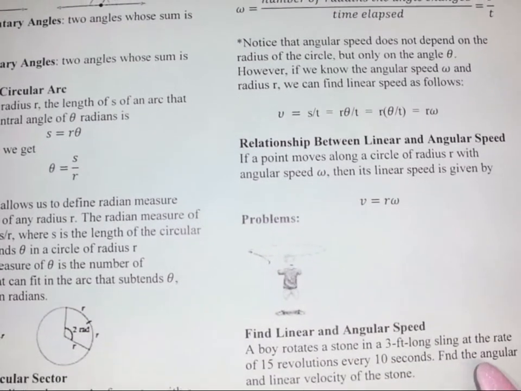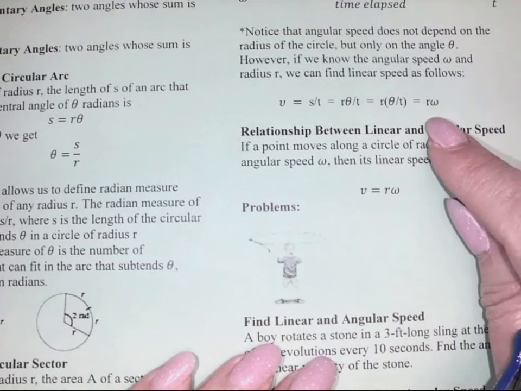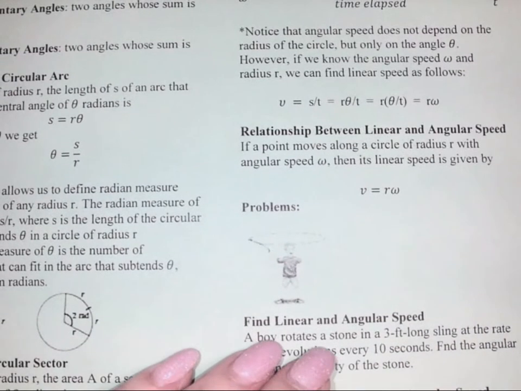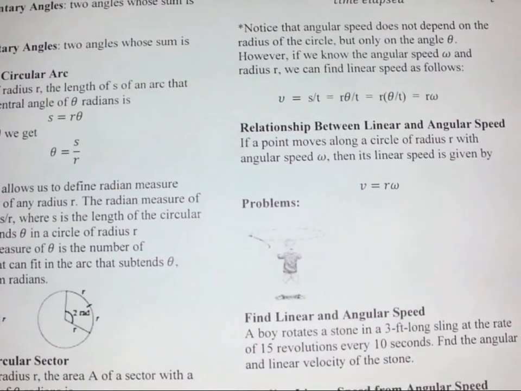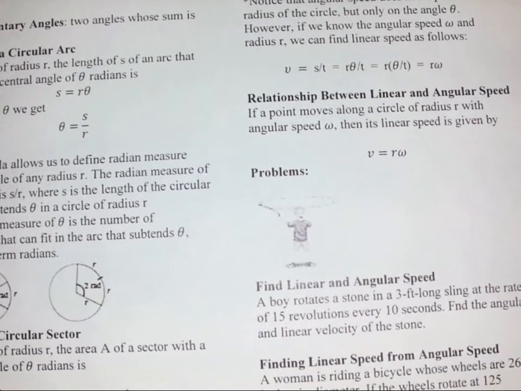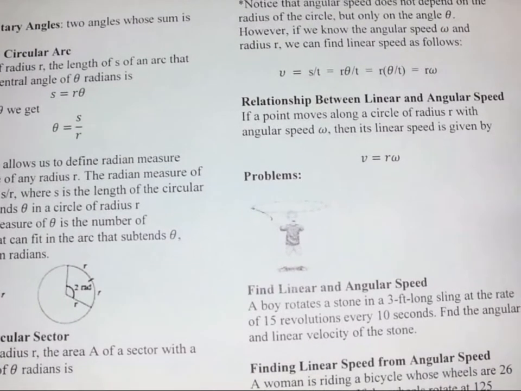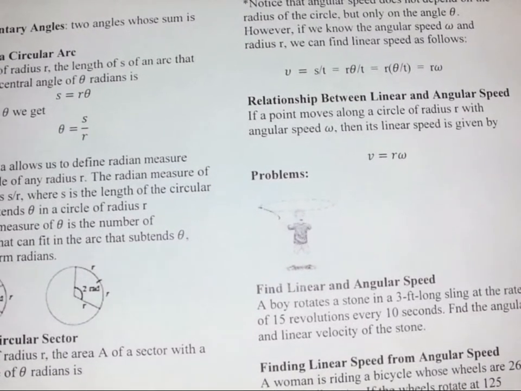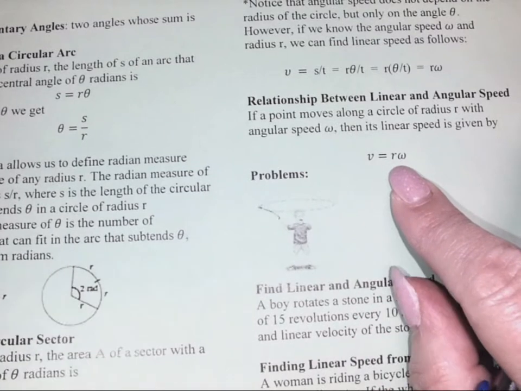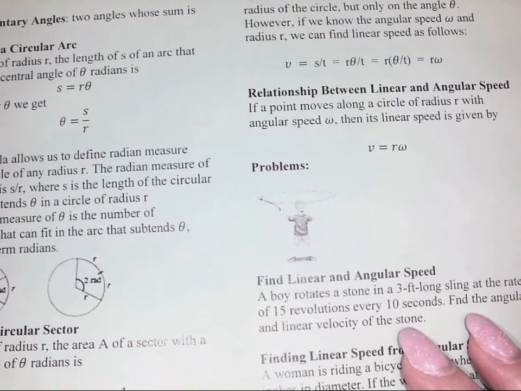It matters, but not to the point of what we're doing. So it's basically the r times our angular speed. So the relationship between the linear and angular speed: if a point moves along a circle of radius r with angular speed ω, then its linear speed is given by v equals r times our angular speed. So here are some problems we're going to look at.